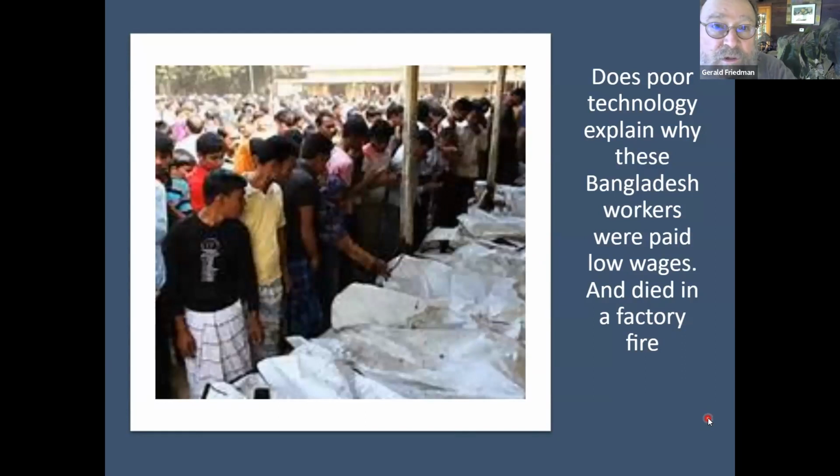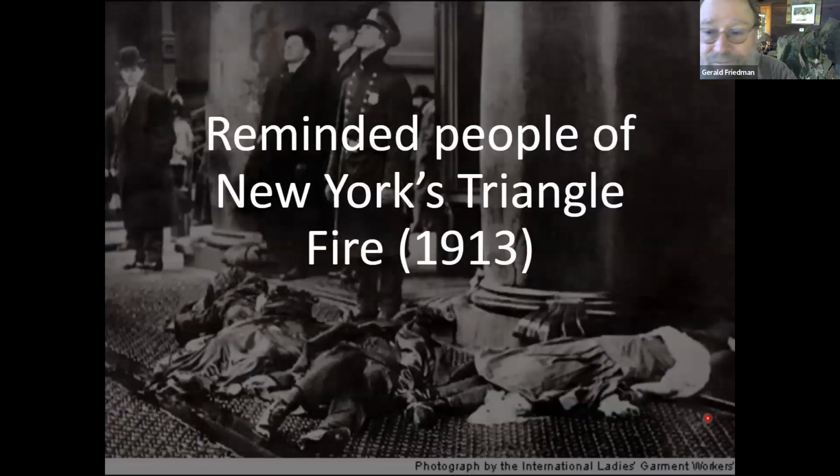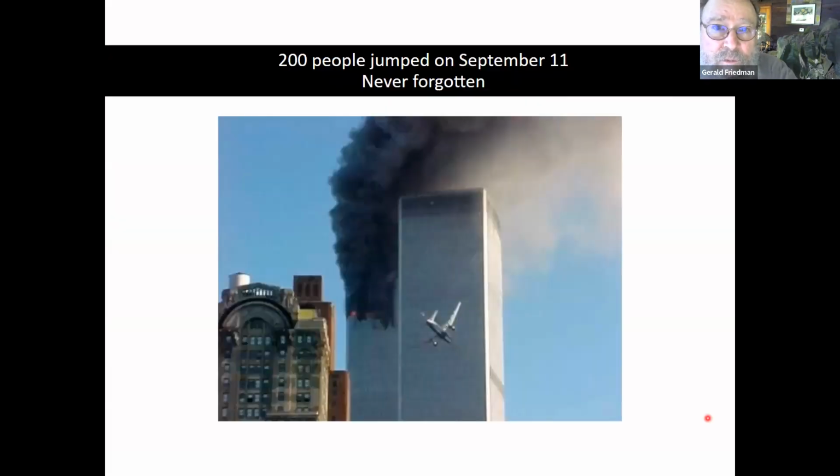Bangladesh workers making shirts and blouses and skirts for the Limited and other companies, Forever 21. The building collapsed and they died. New York's Triangle Fire. Again, young women mostly died because of the exits opened in, not out. So doors opened in. People crowded around the doors. They couldn't get the doors open. They all burned. 200 or so jumped out of the World Trade Center on September 11th.